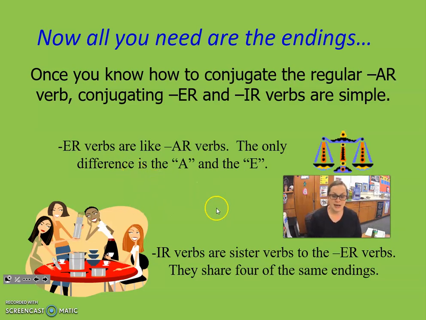For ER and IR, the verb conjugation endings are just slightly different, so we do need to learn those. We call them the sister verbs of ER/IR because they're so similar, especially IR and ER. They're very similar to each other. There's only slight differences, okay?